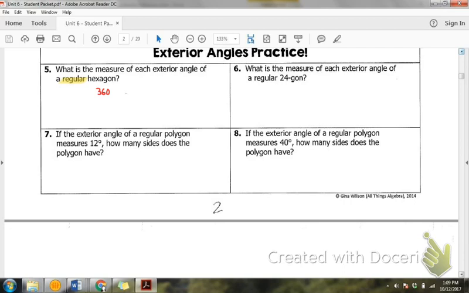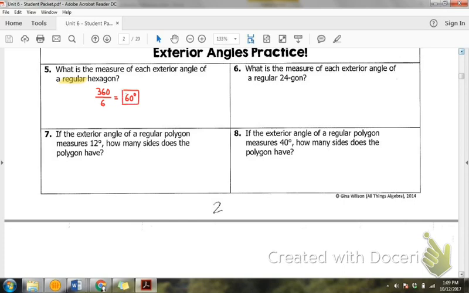So in number 5, if we know that all of them add up to 360, how can I figure out how much each one is? What do I need to do? Divide by 6. That's the number of sides. So 360 divided by 6, 60. So each exterior angle in a hexagon is 60 degrees.